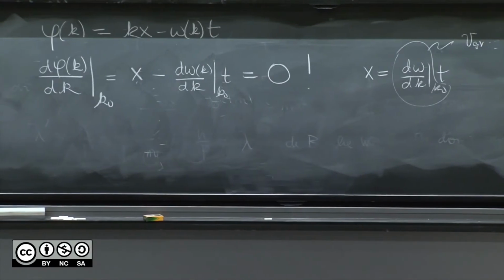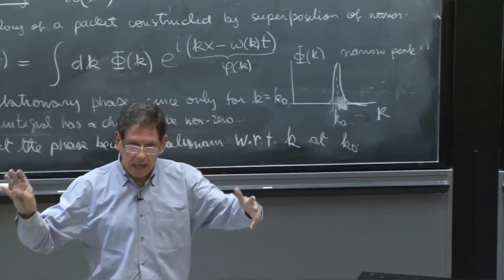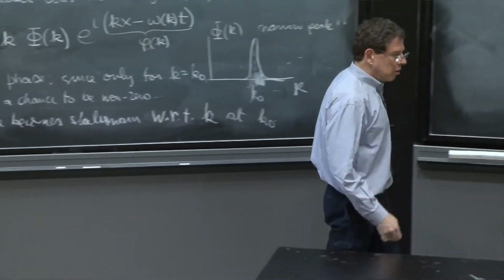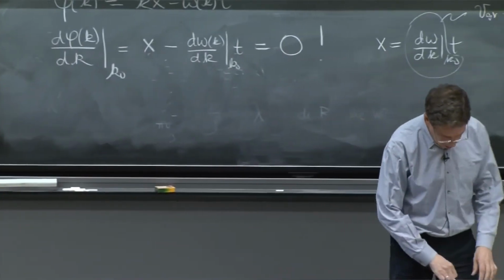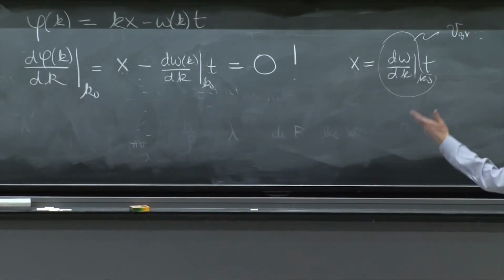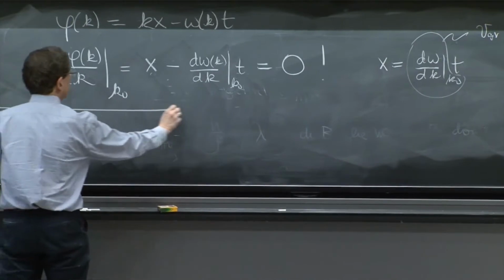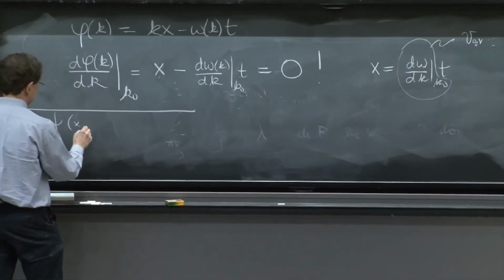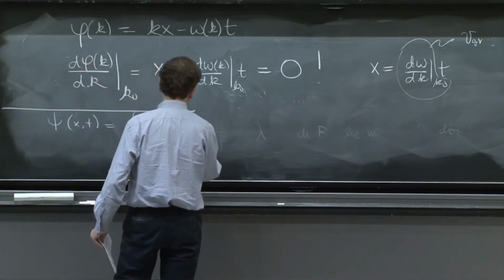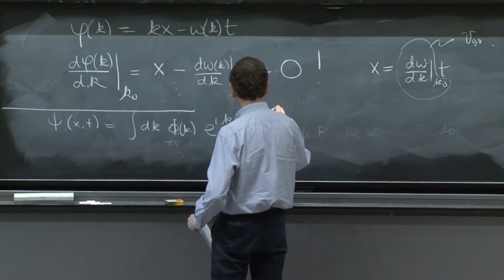Let me demonstrate now, by actually doing the integral, that the shape of this wave is really moving with that velocity. In order to do that, I basically have to do the integral. And of course, if it's a general integral, I cannot do it. So I have to figure out enough about the integral. So here it is. We have psi of x and t. It's the integral dk phi of k e to the i (kx minus omega of k t).